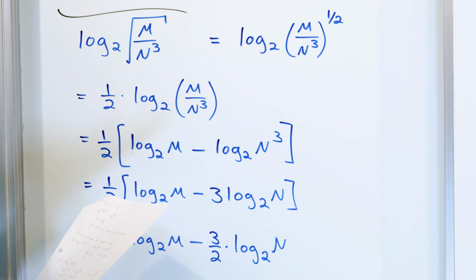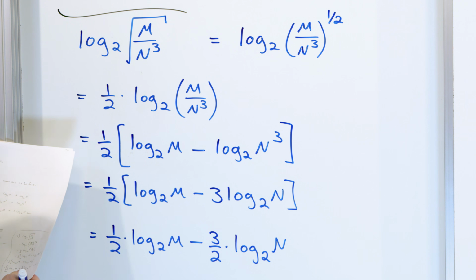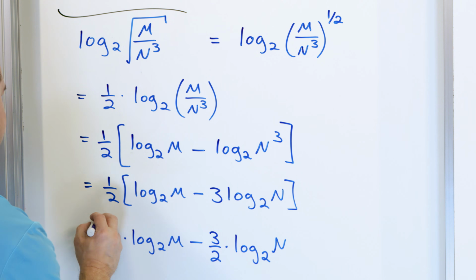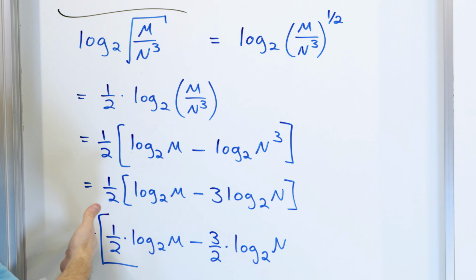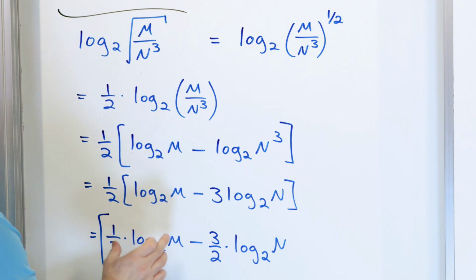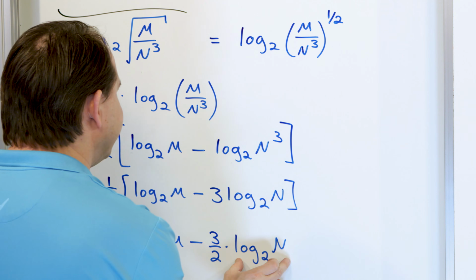Let me double check myself. 1/2 log base 2 of m minus 3/2 log base 2 of n. This is the final answer. This is the most simplified form. Remember, we're trying to write them in terms of log base 2 of m and log base 2 of n.